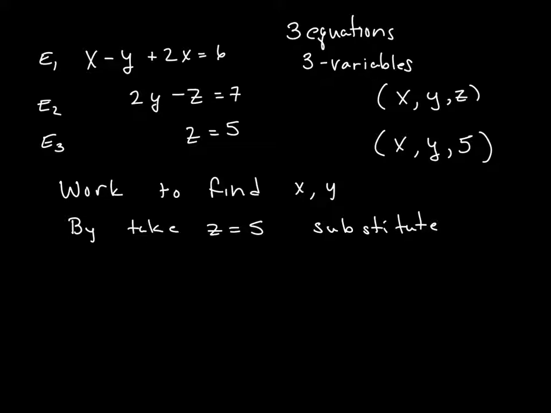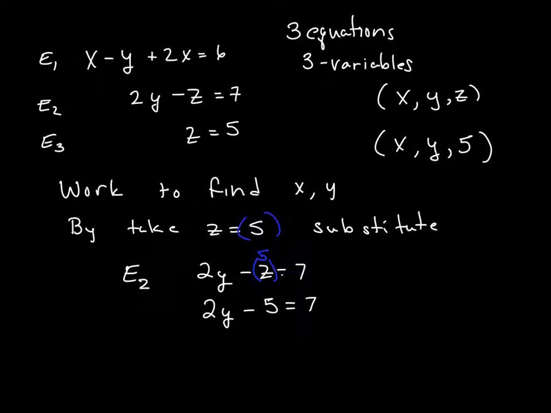So we're going to go ahead and take equation 2, which is 2y minus z is equal to 7. And wherever I have z, I replace it with 5. So now I have 2 times y minus 5 is equal to 7. I add 5 to both sides. 2y is equal to 12, and y is equal to 6. So now I have my second variable, and I now know that y is equal to 6.